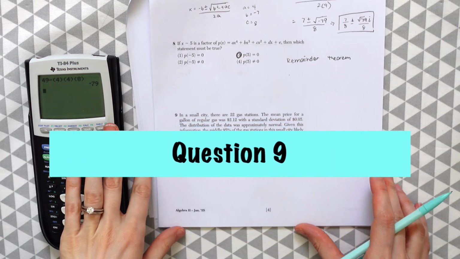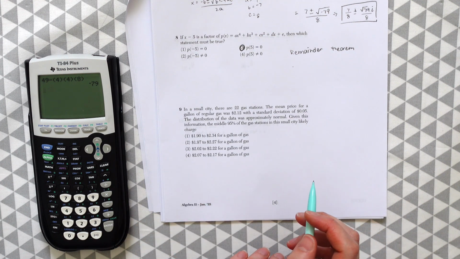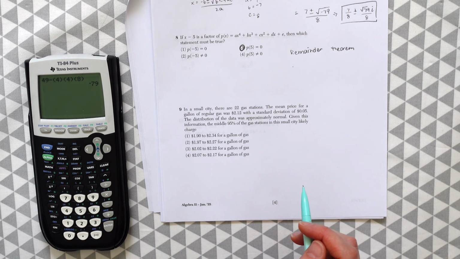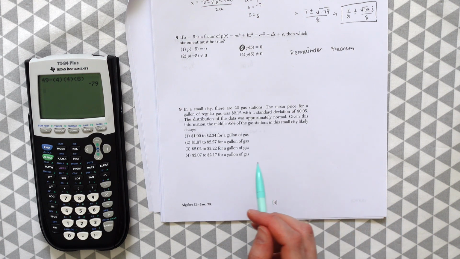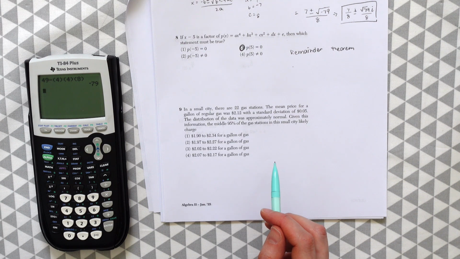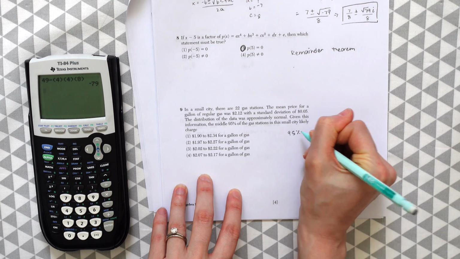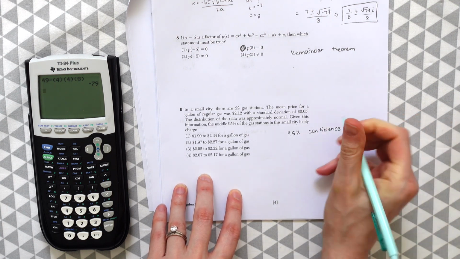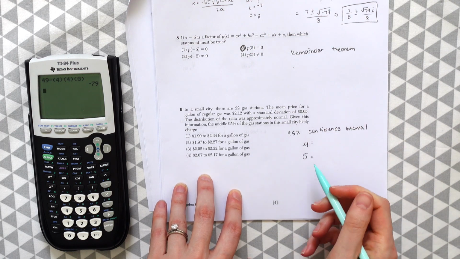Question number 9. In a small city, there are 22 gas stations. The mean price for a gallon of regular gas was $2.12 with a standard deviation of 5 cents. The distribution of the data was approximately normal. Given this information, the middle 95% of the gas stations in this small city likely charge what? So here we're going to be finding the 95% confidence interval. And all the information you need was given to us, the mu and the standard deviation.